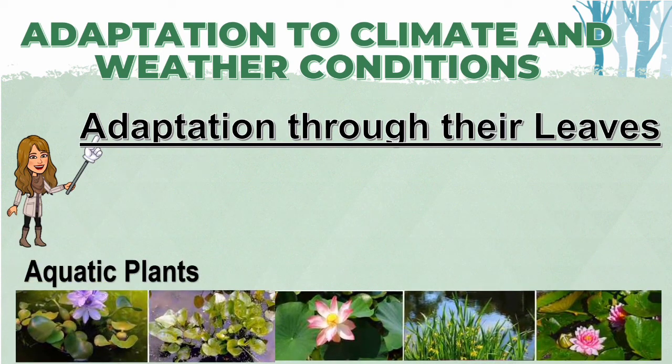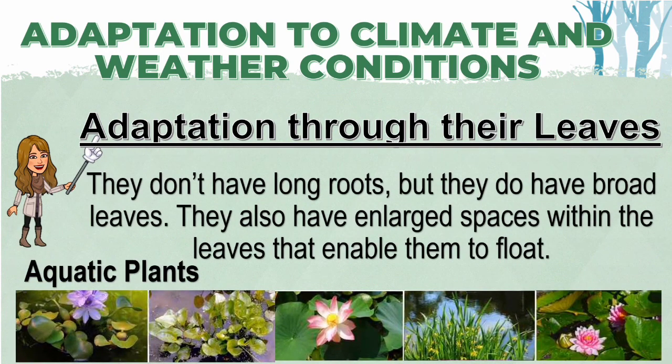They don't have long roots, but they do have broad leaves. They also have enlarged spaces within the leaves that enable them to float. So, aquatic plants use their leaves to float in the water areas. Okay po? They have broad leaves, malalapad na dahon, for them to be able to float in the water.